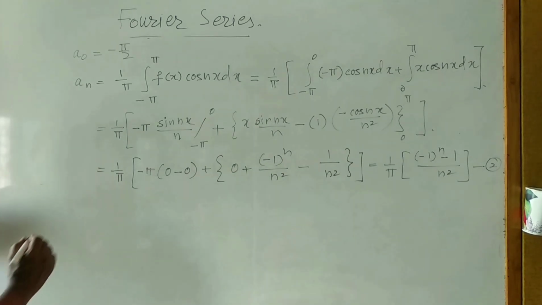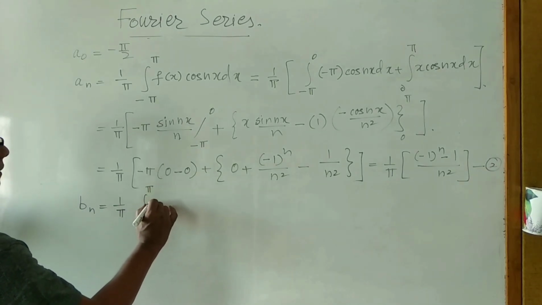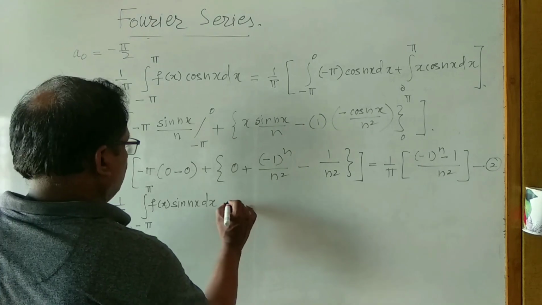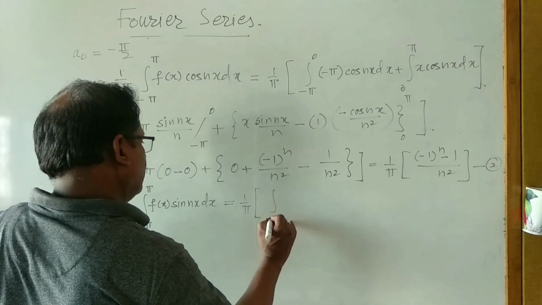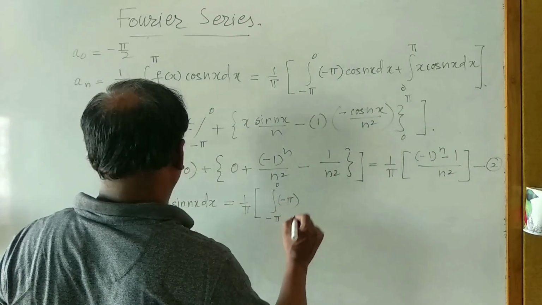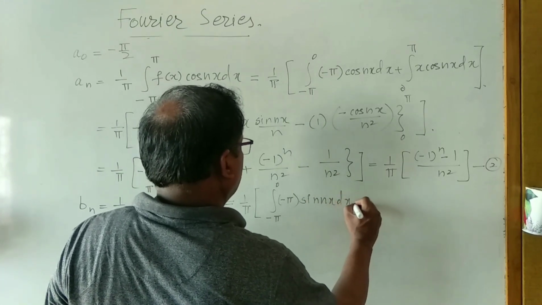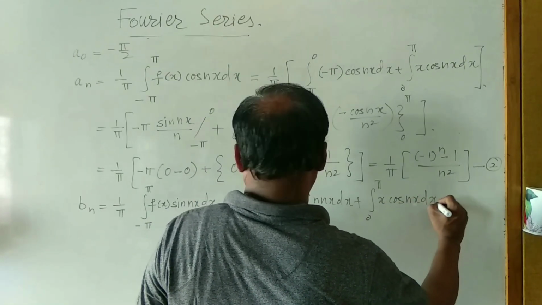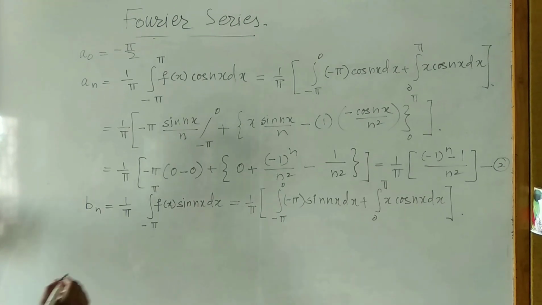Let us calculate bn. Bn is given by 1 upon pi integral minus pi to plus pi f of x sin nx into dx, which is equals to 1 upon pi integral minus pi to 0 f of x is minus pi into sin of nx dx plus integral 0 to pi x into sin nx into dx. So solving these integrals, what we will find?